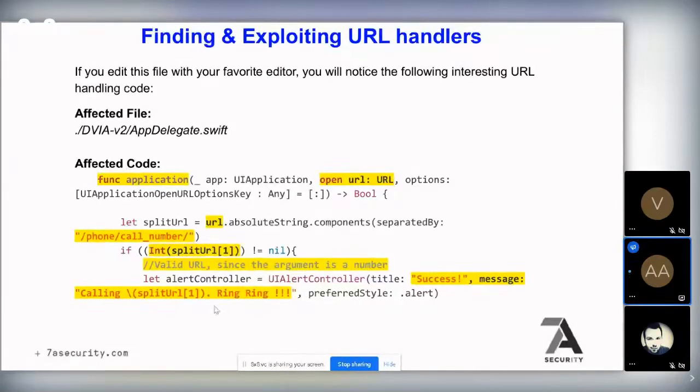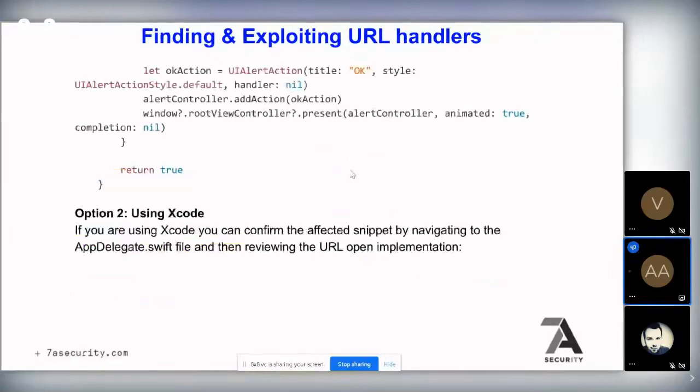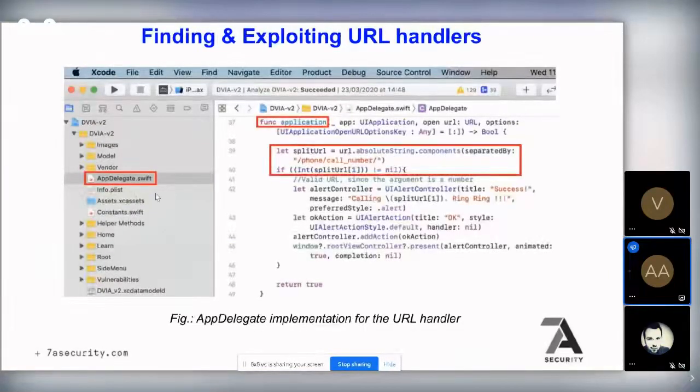Right, so this is basically how this works. Using Xcode, you go to AppDelegate.swift, then the function application, and then splitURL. Here you can see the same string, and this is casting to integer and so on, right? So that's how that looks.